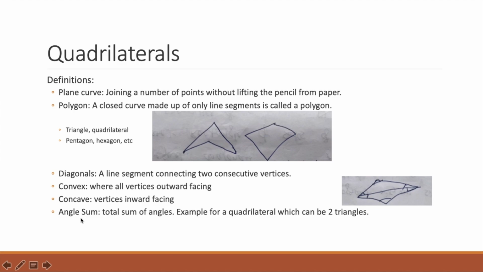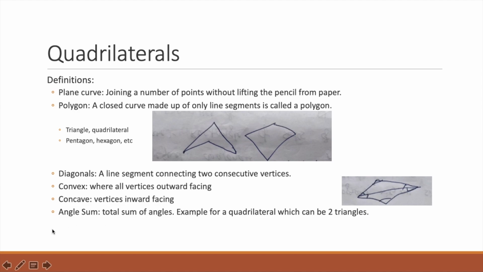Angle sum. This is a very interesting formula that we need to remember, and it is going to be helpful for calculating the sum of all the angles of a quadrilateral or a polygon. So let's know this: the total sum of angles. For example, a quadrilateral can be seen as two triangles. Say this is a quadrilateral, and now a diagonal is drawn. You can say this is a joining of two triangles, an upper one and a lower one.